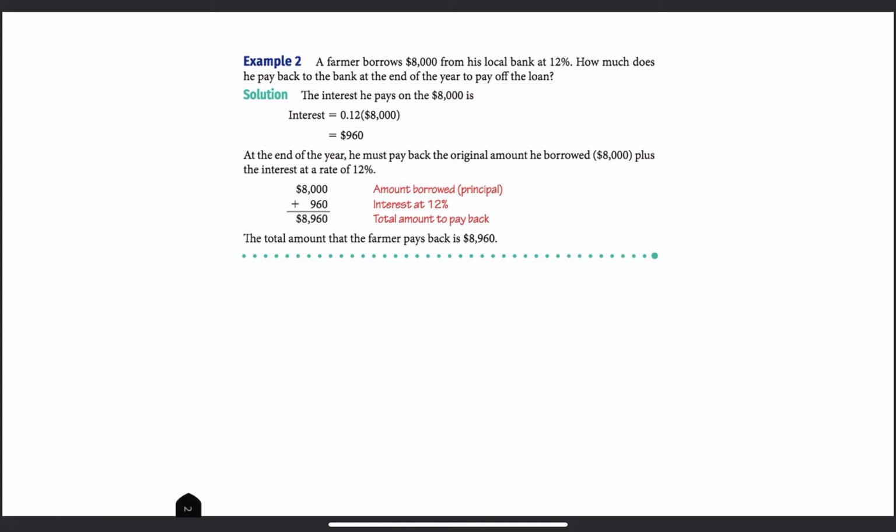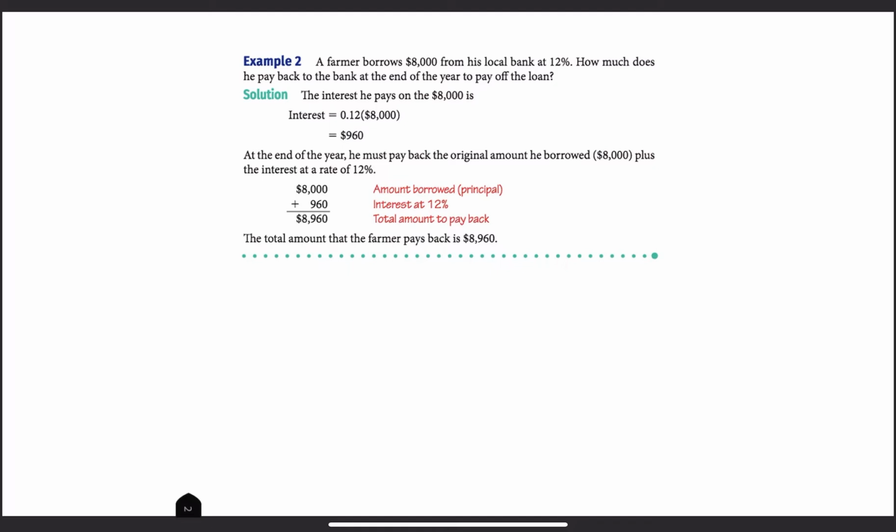So in this example, a farmer borrows, or excuse me, it could also be money that you have to pay if you borrow money, right? That's the other consequence. So a farmer borrows $8,000 from his local bank at 12%. How much does he pay back to the bank at the end of the year to pay off the loan? So he's got to pay back the $8,000 plus he's got to pay back 12%, which is pretty steep. So let's have a look.